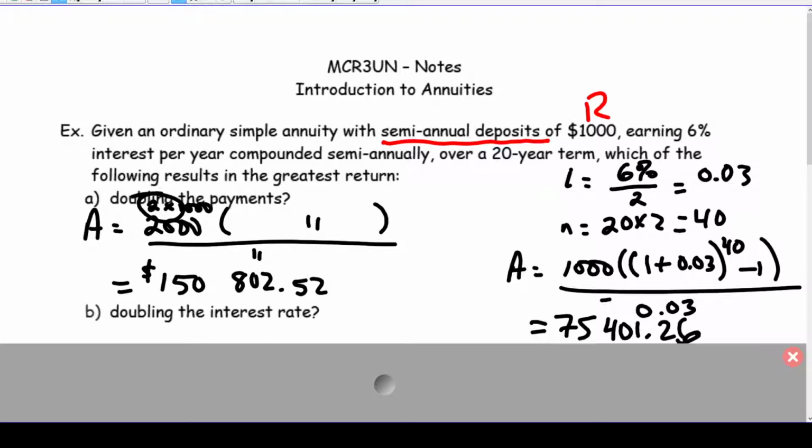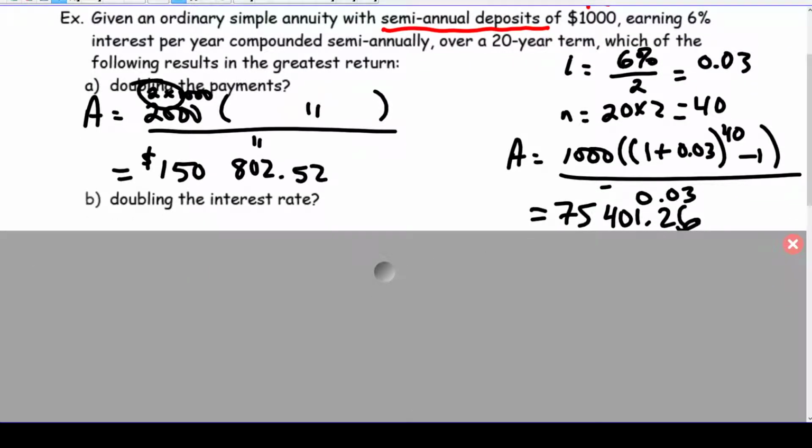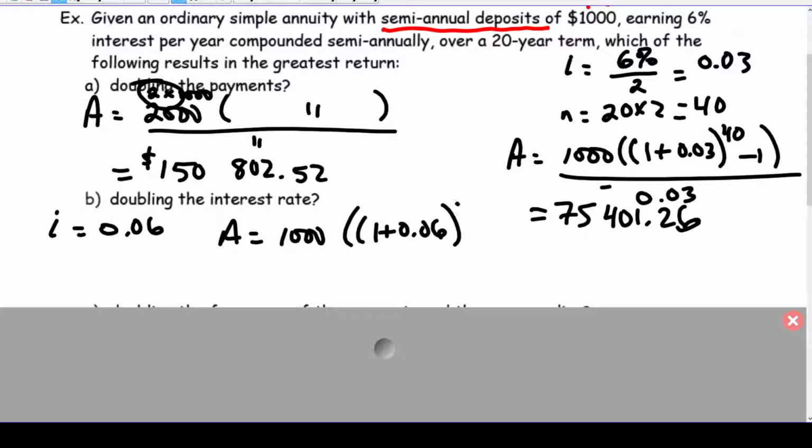When you double the payment, which is changing the 1,000 to 2,000, you're just doubling the final amount. So that part of the equation or change is actually kind of a linear change. But doubling the interest rate is not. If we double the interest rate, 6% is becoming 12%. That means 0.03 is becoming 0.06. Nothing else changes. So let's plug in 0.06 into our equation and calculate our new final amount.